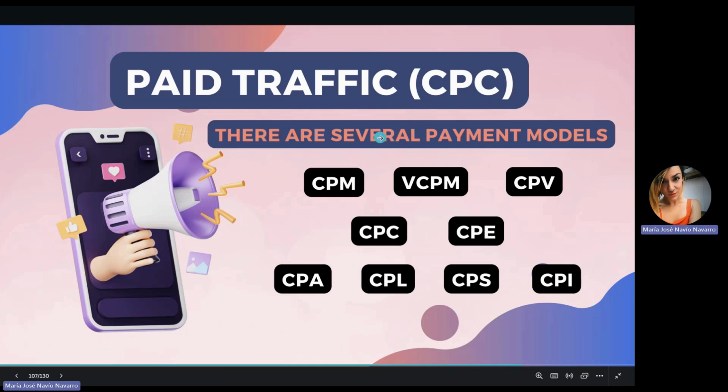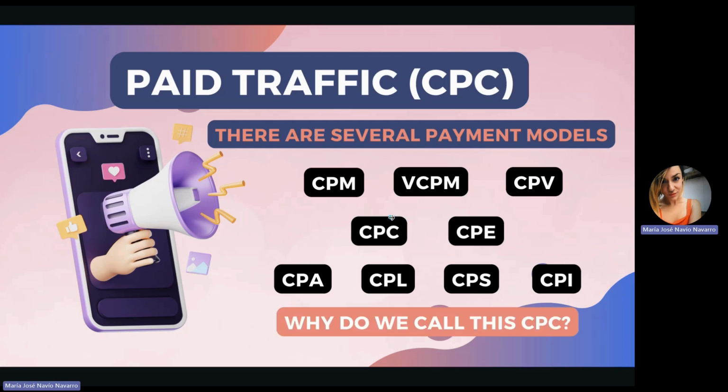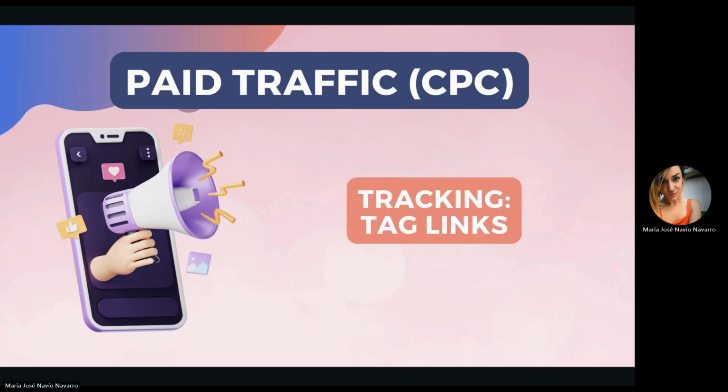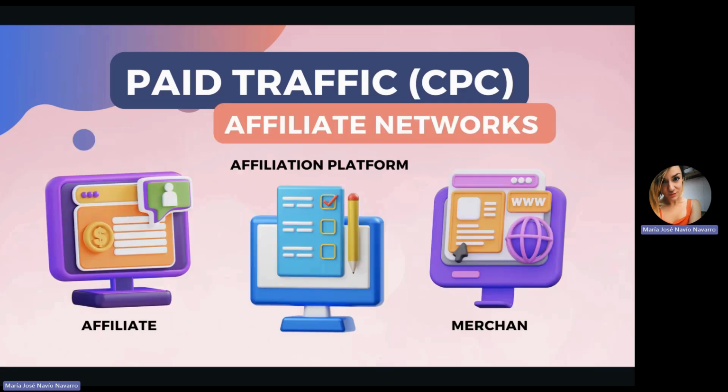So why do we call it CPC in Google Analytics? Because our objective is generating traffic, even if then we want this traffic to convert. The main objective is to generate traffic, and this is the reason why we call this CPC. Again, it is important to track those links by using parameters.